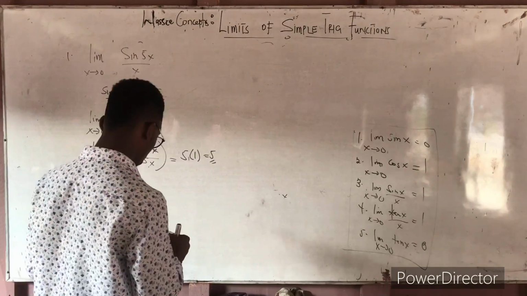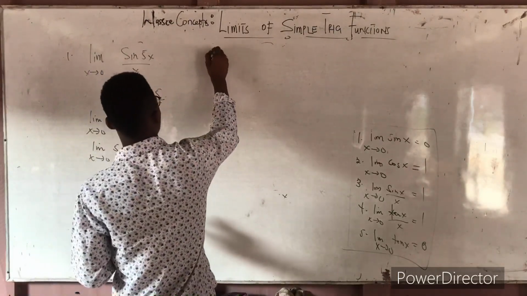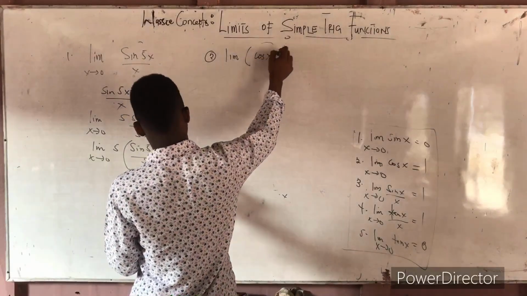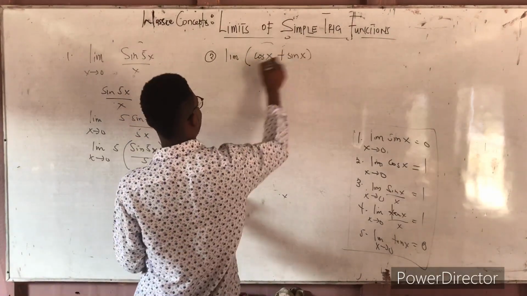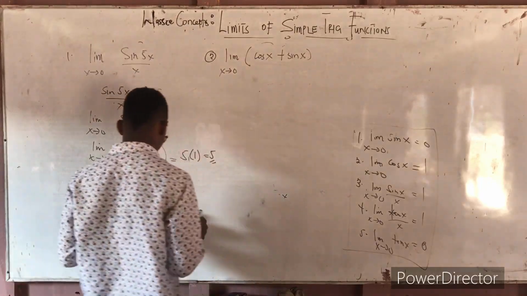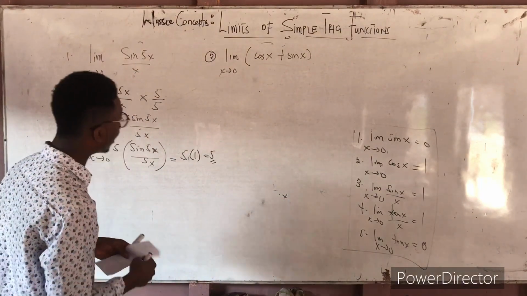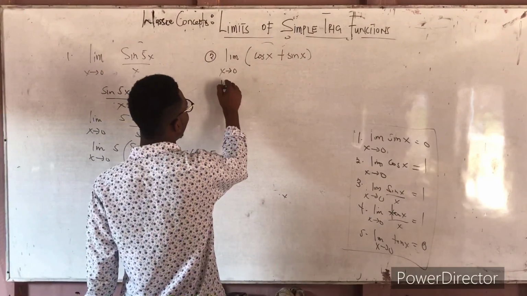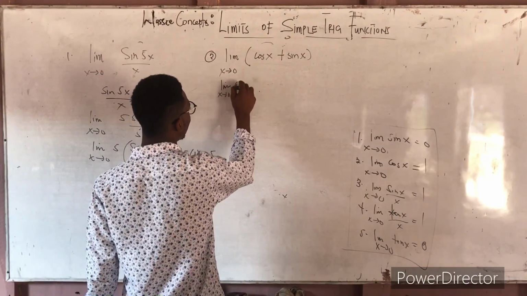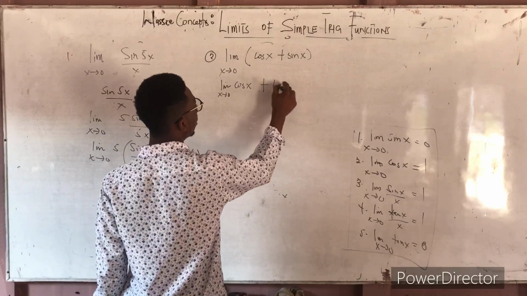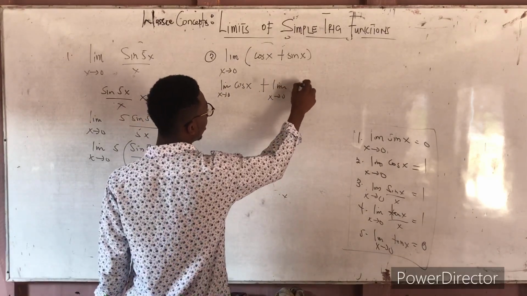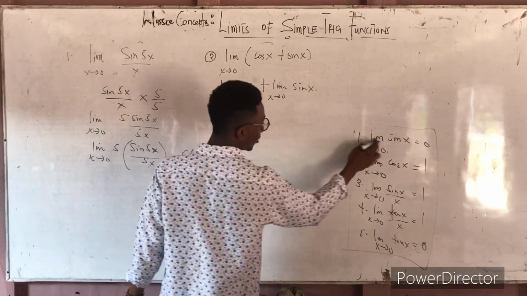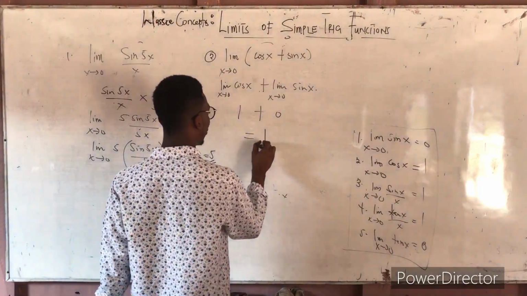Let's take one more example. Question 3 says to find the limit of cos x plus sin x as x approaches 0. So you find the limit as x approaches 0 of cos x plus the limit as x approaches 0 of sin x. The limit of cos x gives us 1, plus the limit of sin x gives us 0. So therefore the answer is 1.